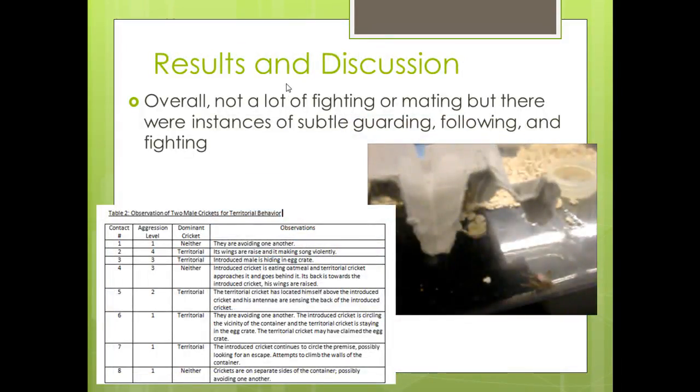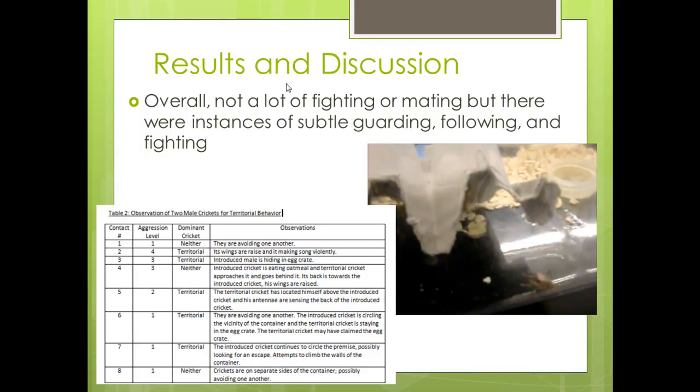Okay, so a little bit of results and discussion. For the first part, where we talk about crickets encountering each other, it is hypothesized that when there are 2 males present, there will be aggression seen between them. When 2 males encountered each other, they were aggressive initially, but they adjusted to each other's presence.